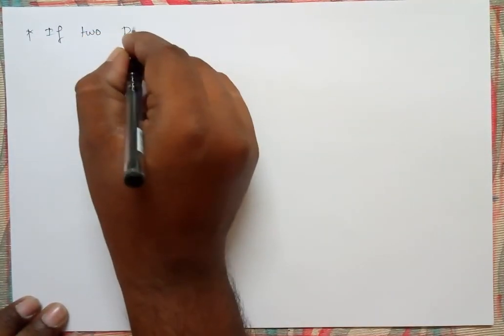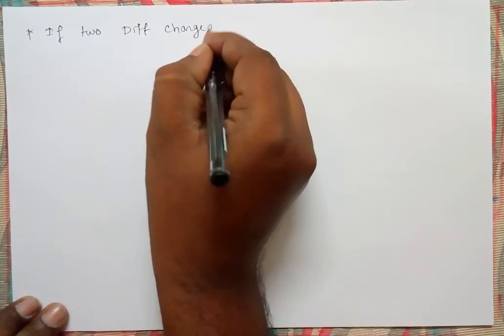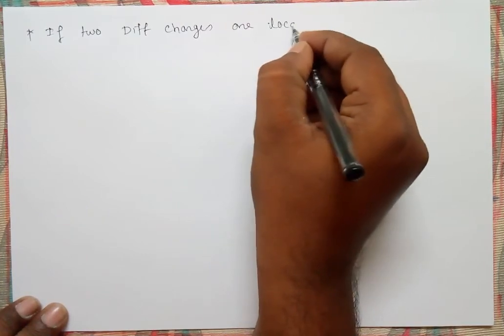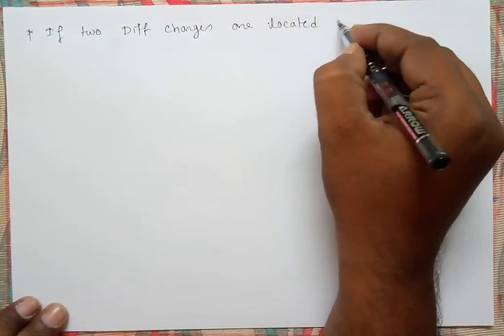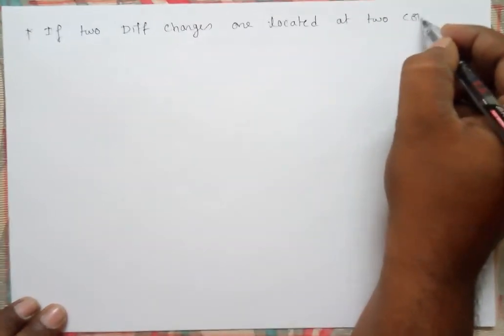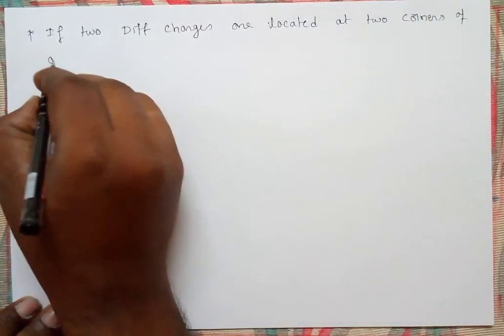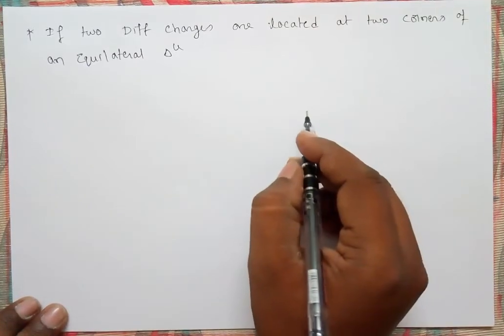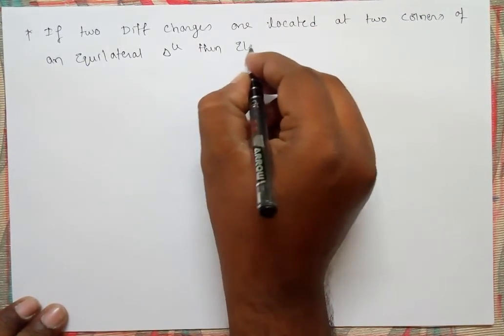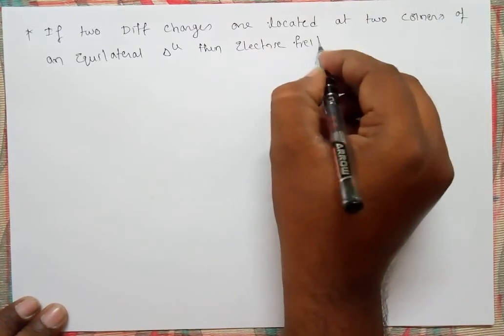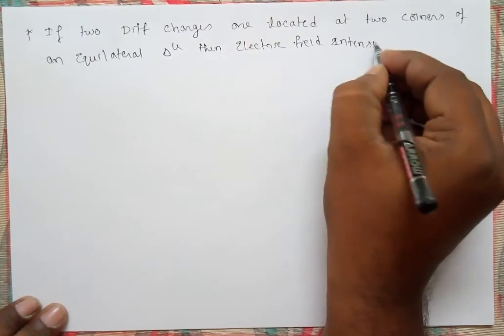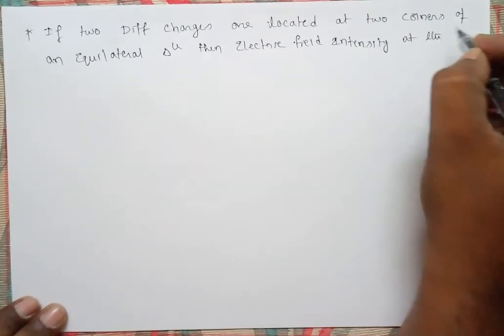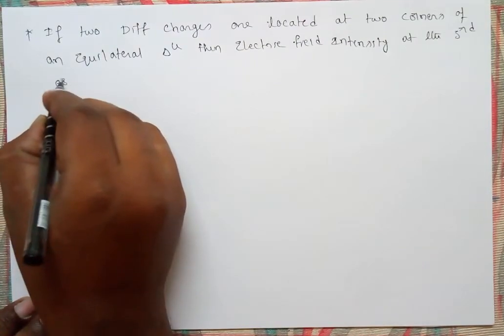So now we can discuss that if two different charges are located at two corners of an equilateral triangle, then what is the electric field intensity at the third corner.